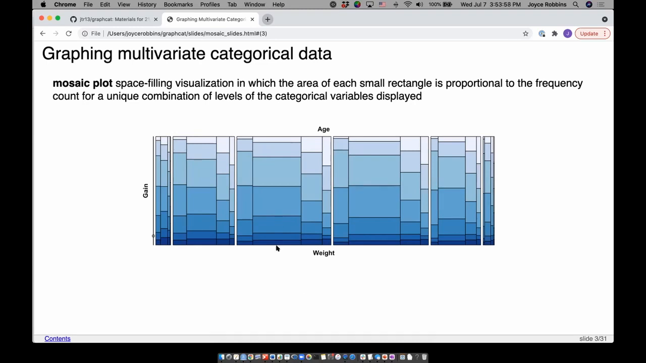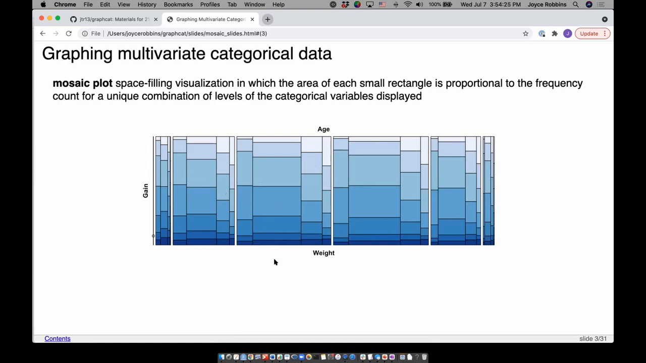The second cut is by pre-pregnancy weight grouped into four categories. I've intentionally left out the labels so you can just focus on the structure of the plot. So there are four different weight categories. Those are what we call vertical cuts. And then the last cut is horizontal, and that represents the weight gain.